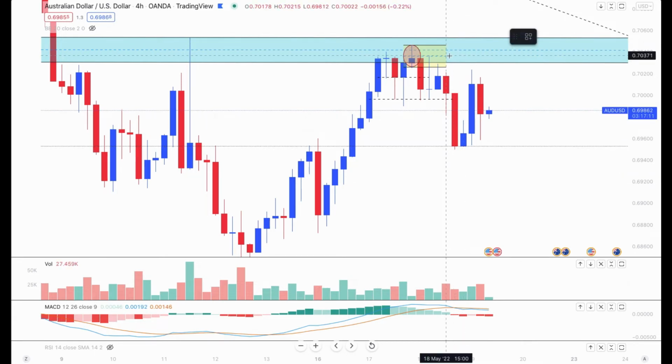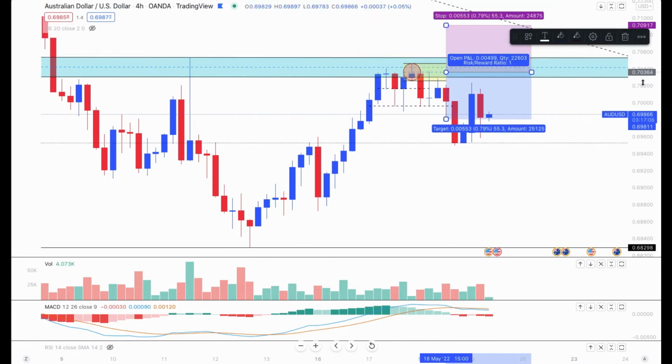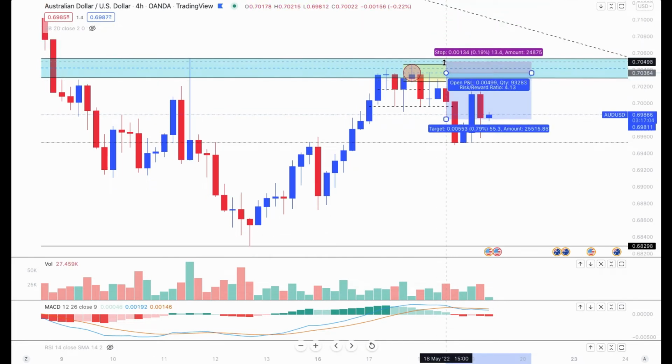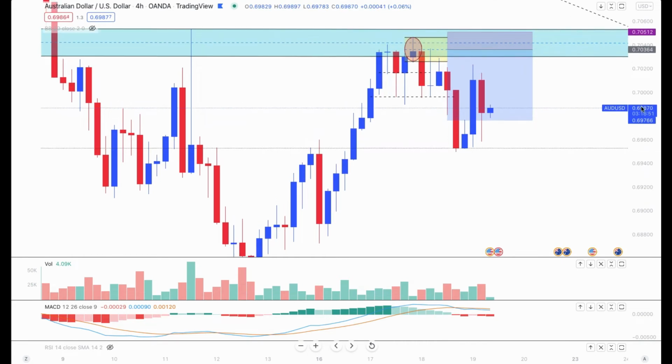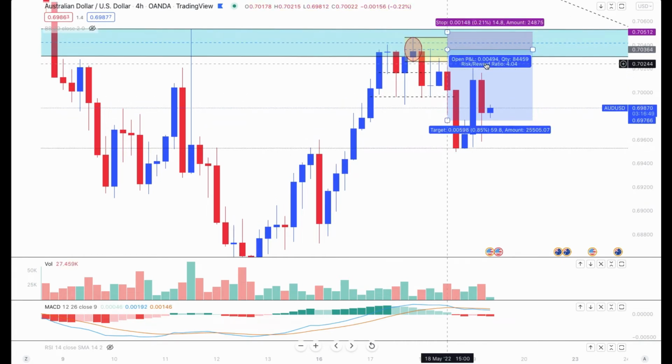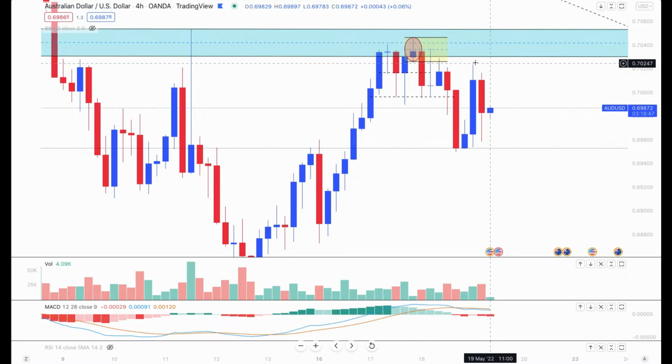If we would have entered on the 50% mark, which is what I like to do, and put our stop loss a couple of pips above the order block itself, we always look for a 1 to 4 RR at the very least. We can see, well, that happened quite nicely. Okay, that was number 1. Let's get rid of this for a second.